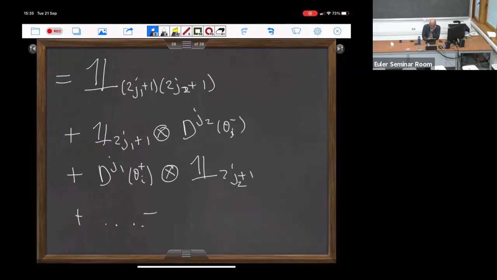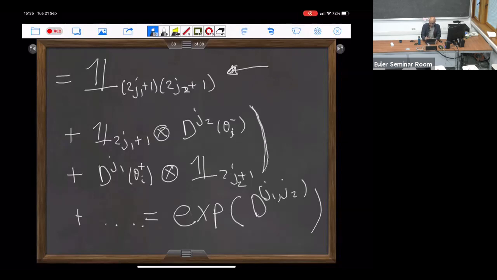And this whole thing is supposed to be the exponential of the thing we're after, which is some representation labeled by J1 and J2. Well, we get the identity matrix here, and then this is the first term, the generators.